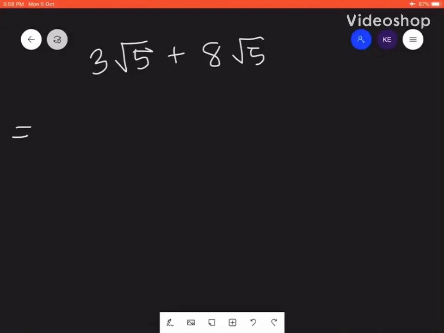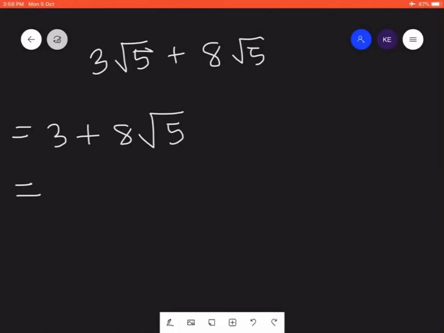Okay, today we are discussing the addition of radicals. So we have our first example here, which is 3 square root of 5 plus 8 square root of 5. 5 and 5 are obviously similar, so we proceed to copy it. Then we add 3 and 8. 3 plus 8 is 11. Then copy square root of 5, and here we have our final answer.